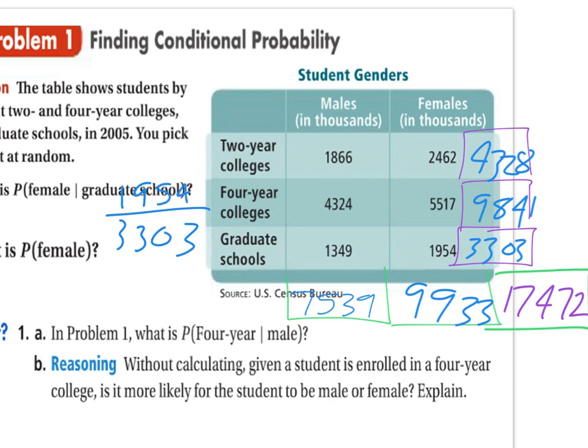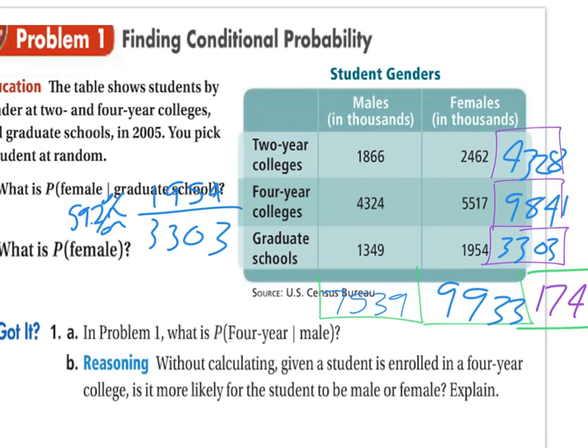So again, if you can imagine having all of this information somewhere, and you pull up one piece of information, and the first thing that you notice is that it's someone who is in graduate school. Then we'd really be looking at, okay, now that we know that it's someone from graduate school, what's the probability that that person is female? And that's where we get 1,954 over 3,303. And that probability turns out to be a little over 59%. So it's approximately 59.2%.